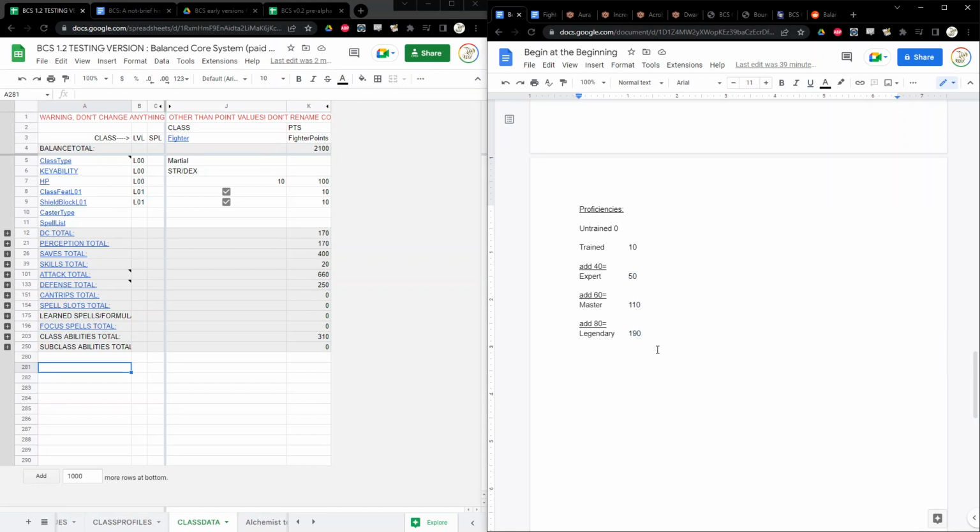When I looked at the levels, essentially, you've got Trained at level 1, Legendary at the highest odd level, Master sitting right at the midway point, and then Expert basically at the quarter point. But I found it interesting when I realized that if you add 40 to Trained, then you get Expert, and if you add 60 to that, then you get Master, and if you add 80 to that, you get Legendary. So you've got this pattern of 40, 60, 80.